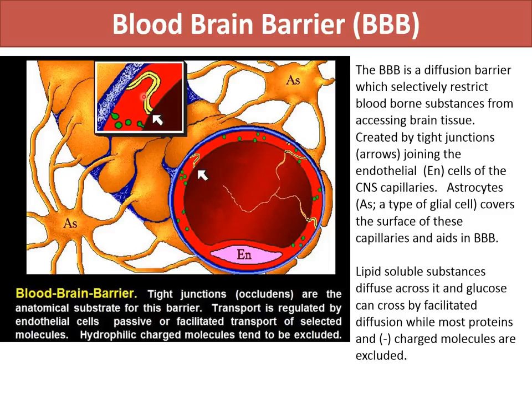The barrier between blood vessels and the brain is rather substantial, even more so than in most other tissues of the body. And that's because there are tight junctions, occludins, which are the substrate of that barrier. They're tight junctions around these vessels. And as a result, many materials do not flow through this blood vessel as they would in other parts of the body, and it protects the brain from a variety of foreign substances. Some substances are readily transported, but hydrophilic molecules tend to be excluded.